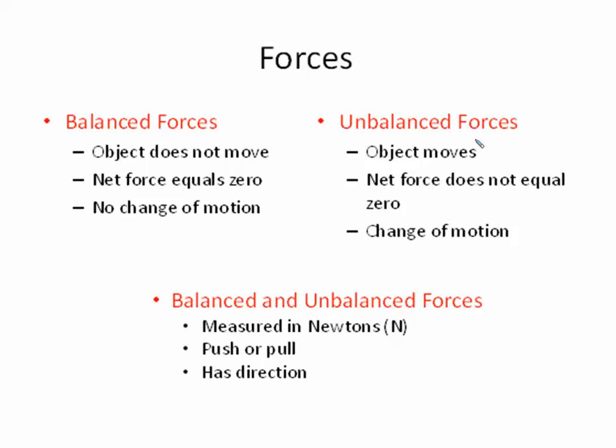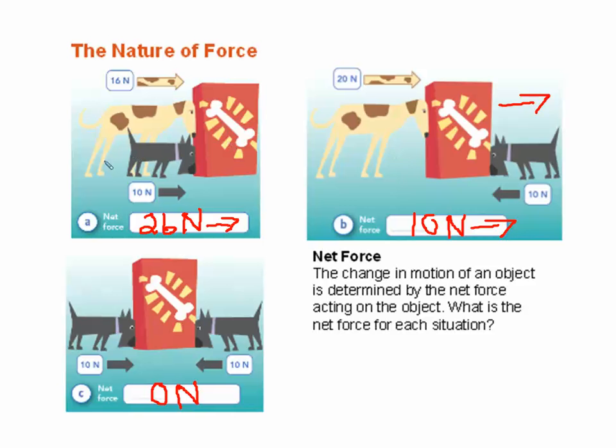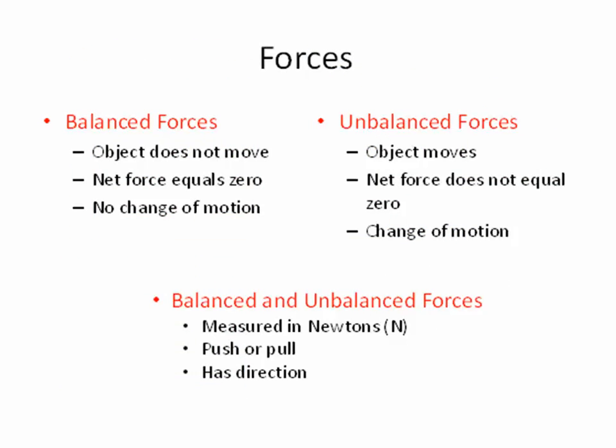An unbalanced force means the object is going to move. The net force is not 0, and we will have a change of motion. So that is like these two examples up here. We have 26 newtons of force going in one direction. This box is going to move. We have 10 newtons of net force going in this direction. This box will move. So that is considered an unbalanced force.